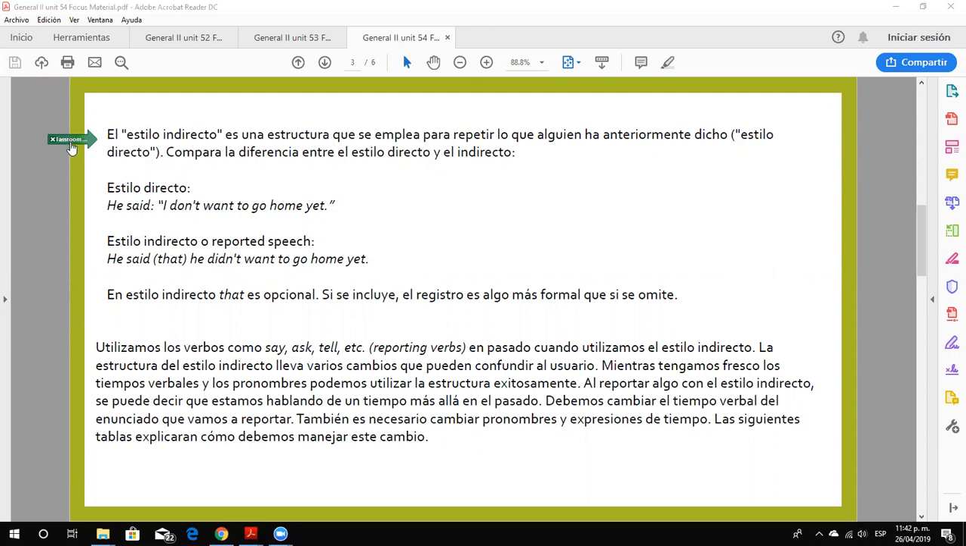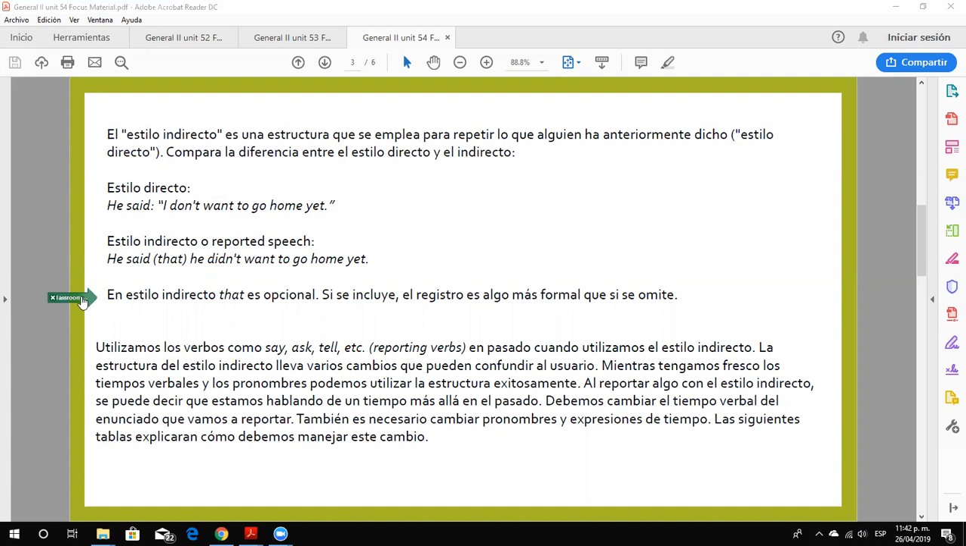This is the direct style. We are going to compare the difference between the direct and the indirect style. The direct style, or direct speech: He said, "I don't want to go home yet." In the indirect style, or reported speech: he said that he didn't want to go home yet.